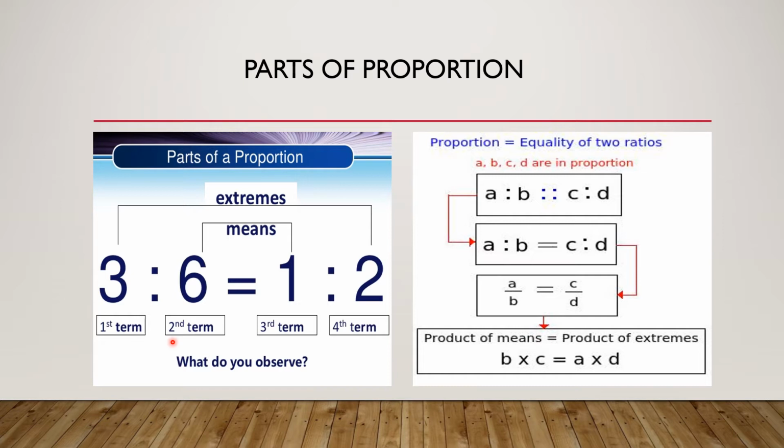So you can check the proportion by finding 6 multiplied by 1 and 3 multiplied by 2. It means 6 is equal to 6.